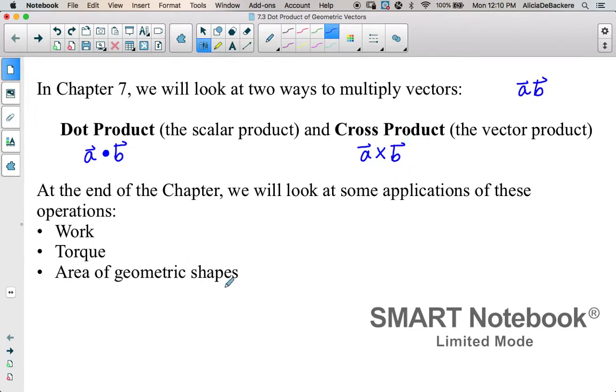At the end of the chapter, we're going to look at some applications of these two different operations, things like work, torque, and the area of geometric shapes. And so again, this is not okay anymore.